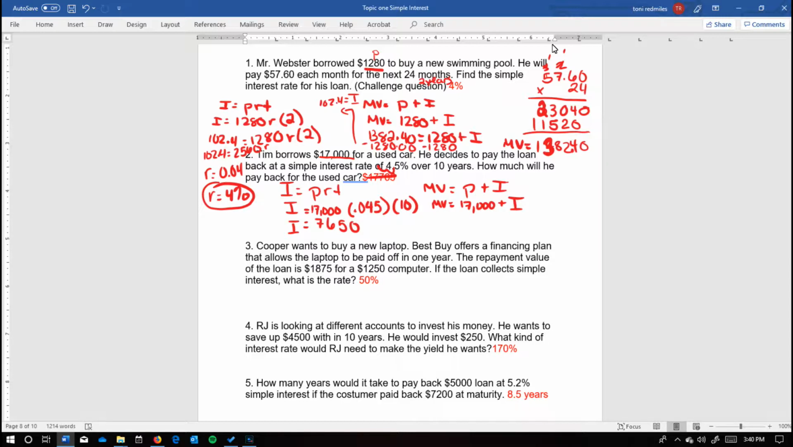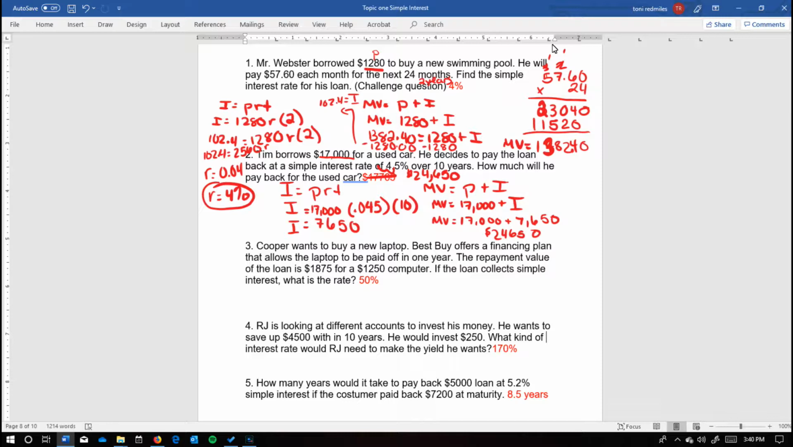So now I know that I'm going to be paying $7,650 on this loan. So let's go ahead and add it to our original principal to figure out the total. And that's going to be 24,650. I'm going to end up paying $24,650 on a used car. I could buy a new car for that amount.